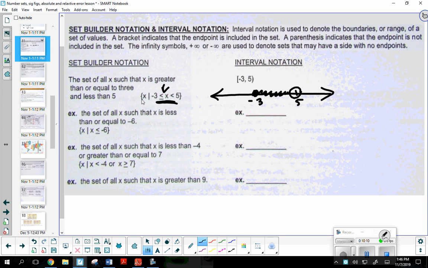Okay. So these are just different representations of the same idea. It's giving you the same information. So when you're thinking about this interval notation here, a closed circle is the same as the brackets, and an open circle is the same as the parentheses. Okay. Well, let's try the next one. The set of all x such that x is less than or equal to -6.